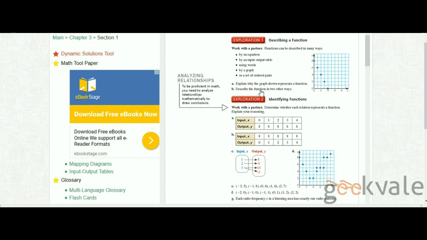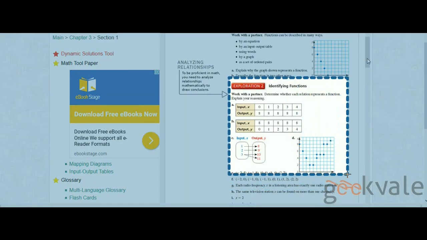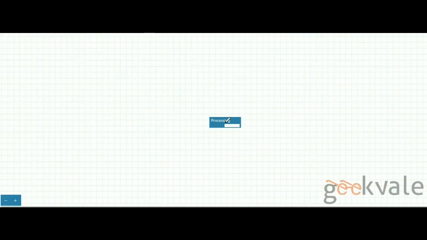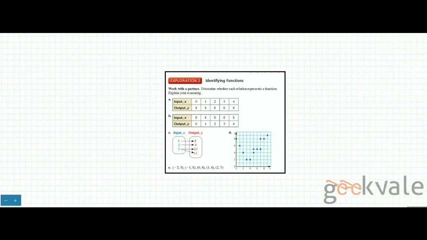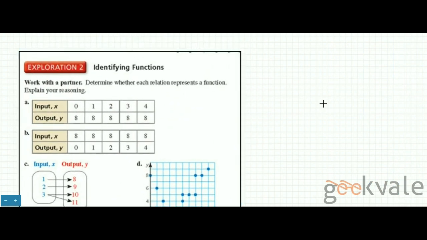Okay, exploration 2, identifying functions, work with a partner, etc. And we've been given these questions and we have to identify if they are functions or not. So let's look into that and find out the reasoning behind this as well. Now the simple way I prefer solving these types of questions is that you see, if every output has a unique input, functions or relations, they stay functions as long as the input stays unique.